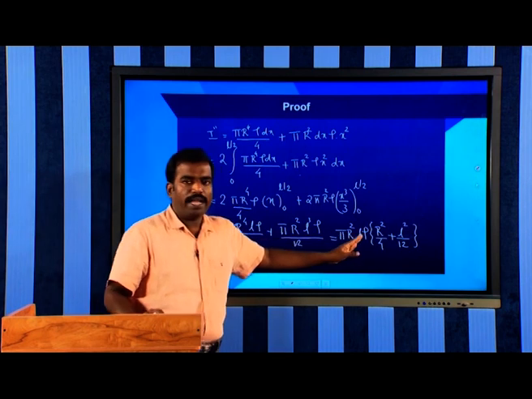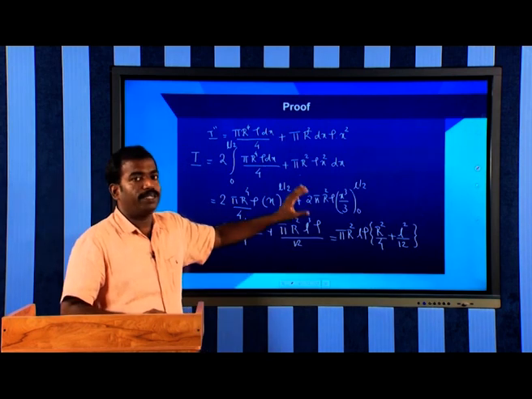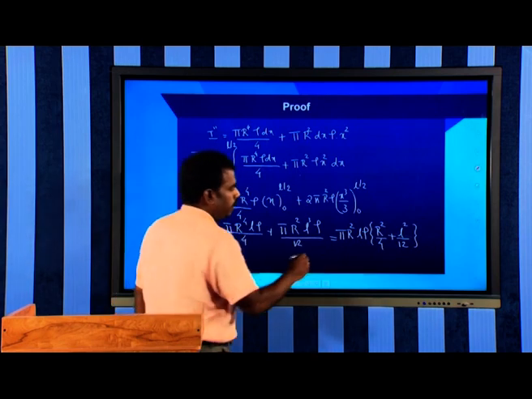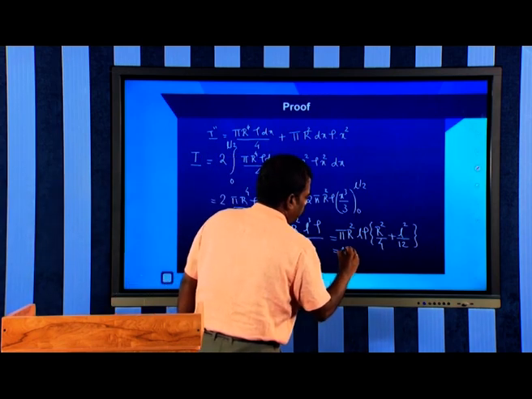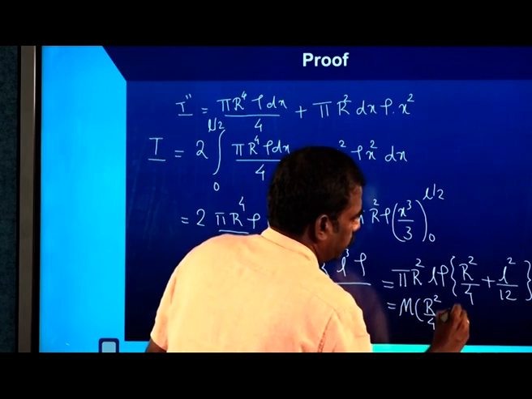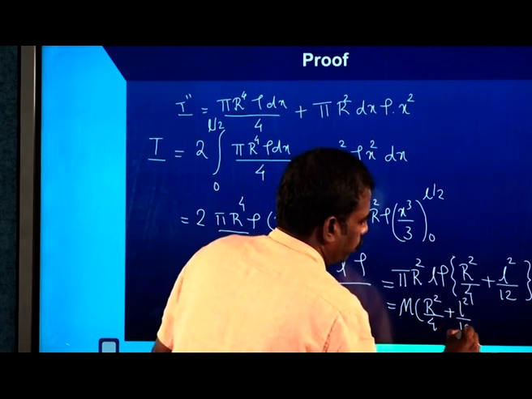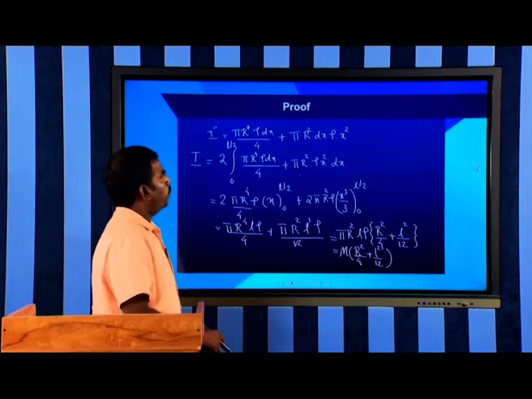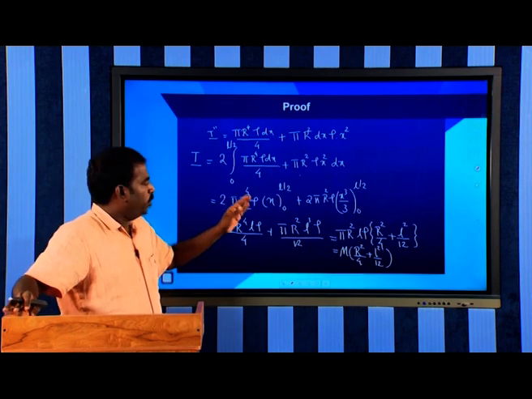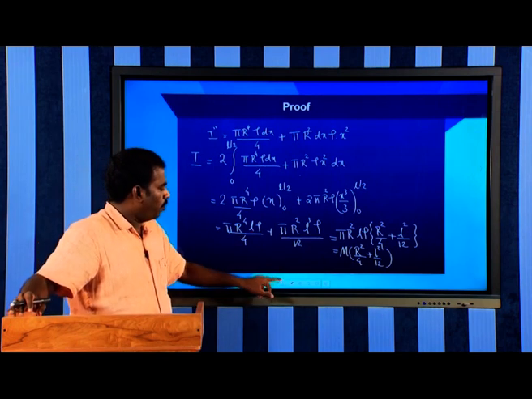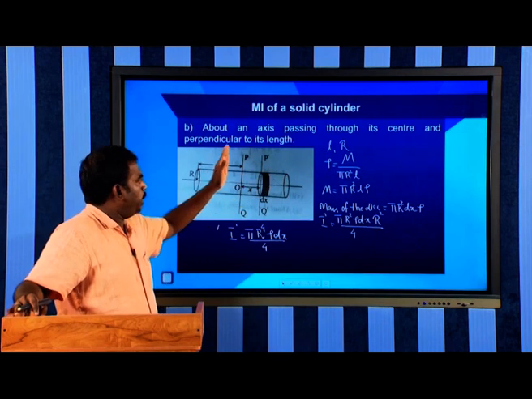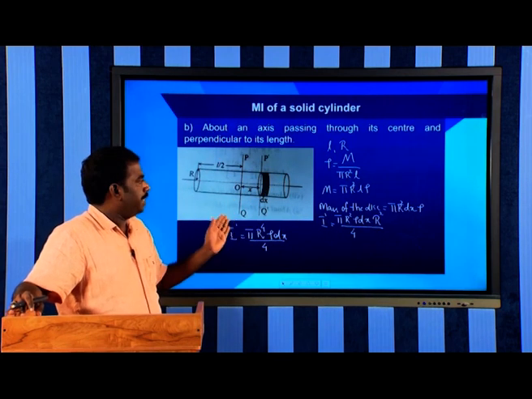So what is this pi r square L rho? It is nothing but the total mass of the cylinder. So it is given by m into r square by 4 plus L square by 12. So this is the moment of inertia of the cylinder about an axis passing through its center and perpendicular to its length. So it is a little bit lengthy.